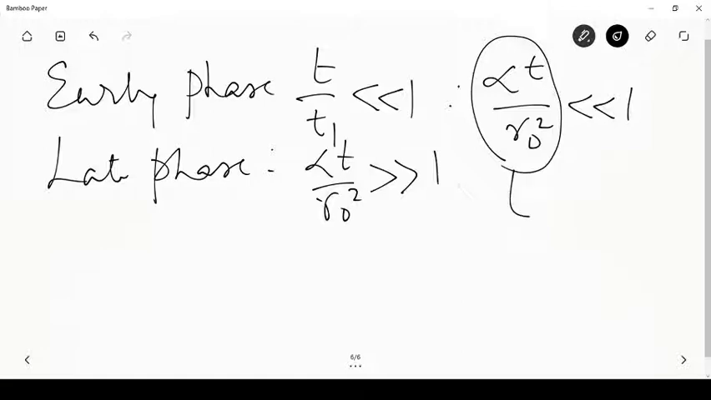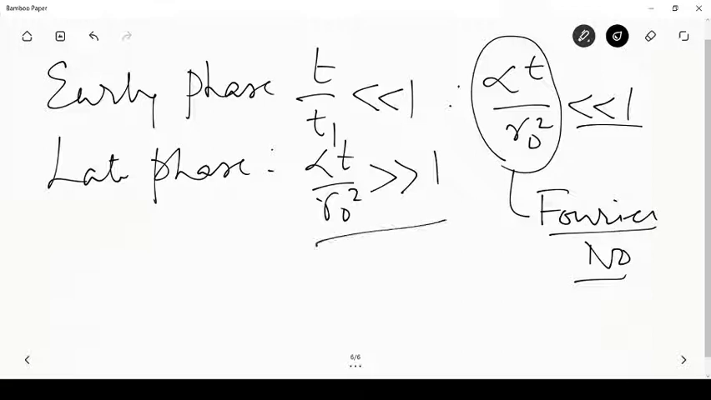This dimensionless number is known as the Fourier number, named after the first scientist who actually identified this non-dimensional group. So when the Fourier number is much less than 1, we are in the early phase and we should be using the semi-infinite solid model, and when the Fourier number is much greater than 1, then we will be in the late phase and we can use the lumped capacitance model.